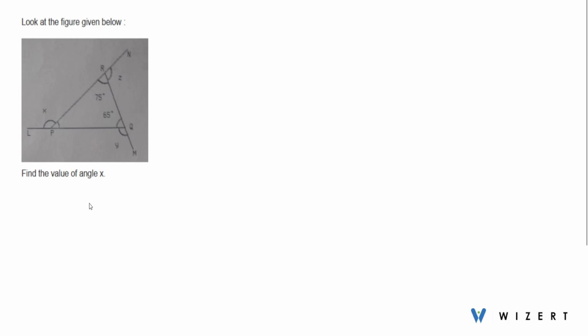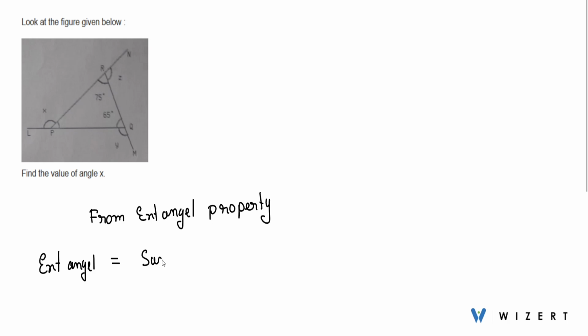Now from the exterior angle property, we know that the exterior angle is equal to the sum of opposite interior angles. Now the exterior angle is given as x, so x will be equal to the sum of opposite interior angles.